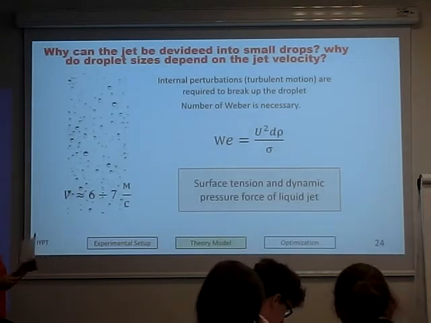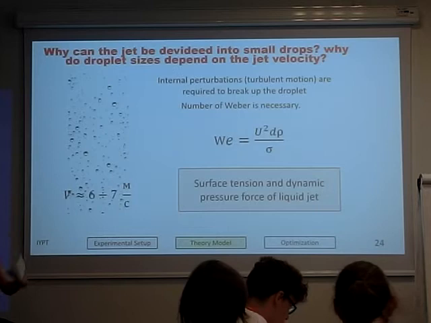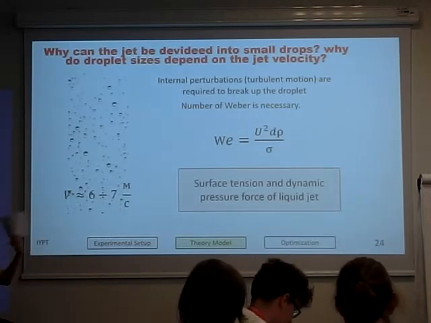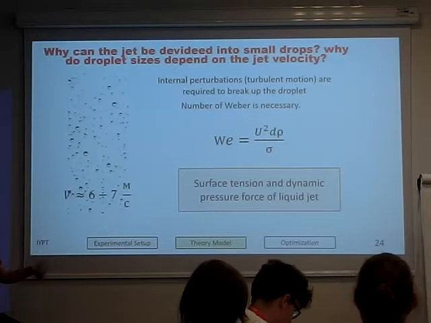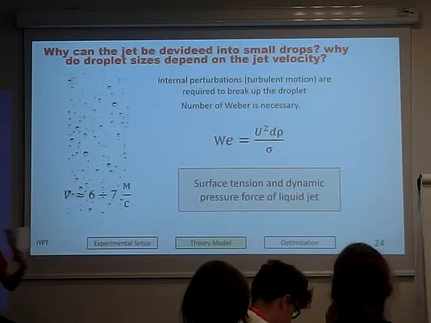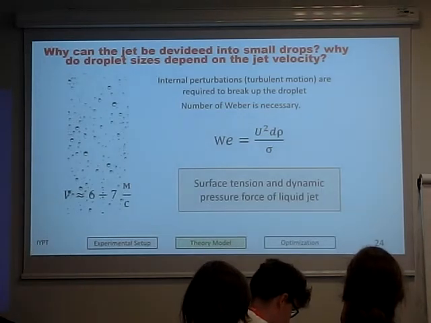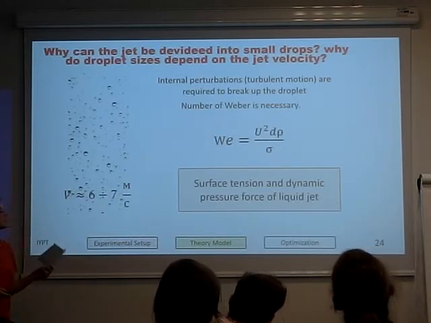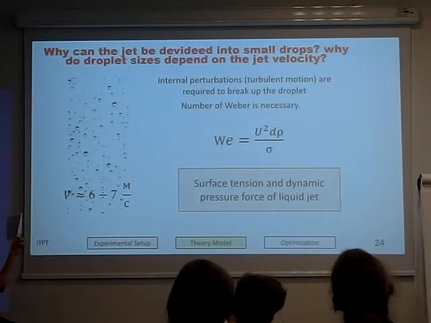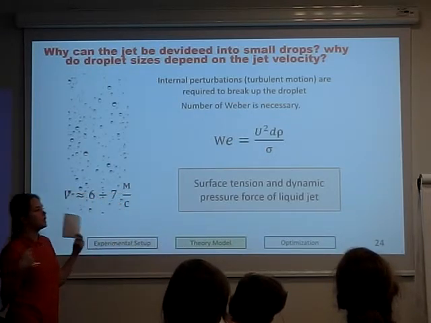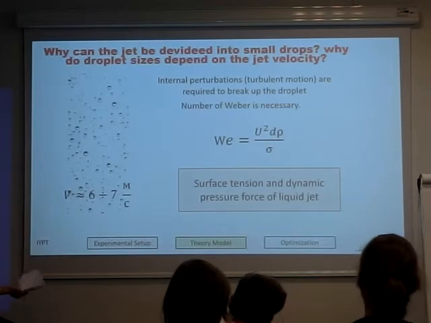We understand that it is really important that we have internal perturbations in the jet itself. The characteristic of these perturbations is the Weber number. It is the criterion which shows the ratio between the surface tension forces and the dynamic pressure force of the liquid jet. So it depends on the velocity of the jet, the diameter of the jet, the density of the jet, and the coefficient of the surface tension force.